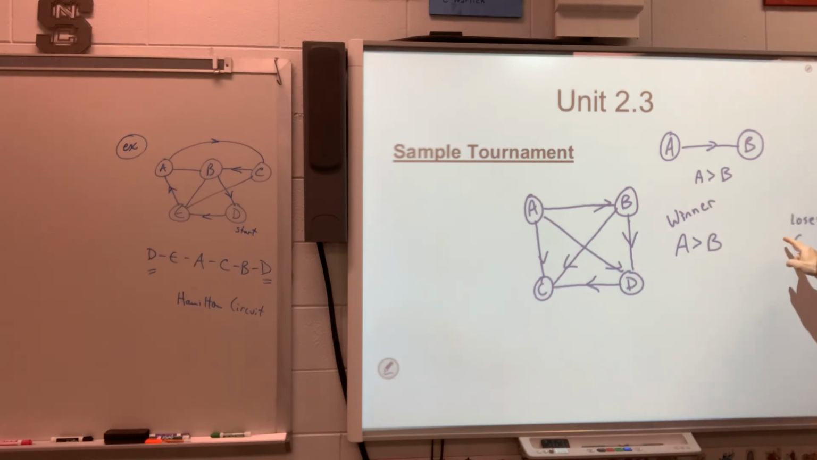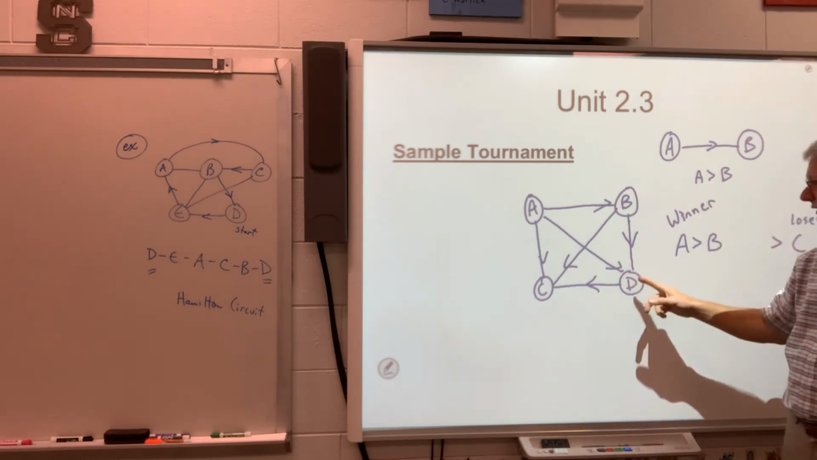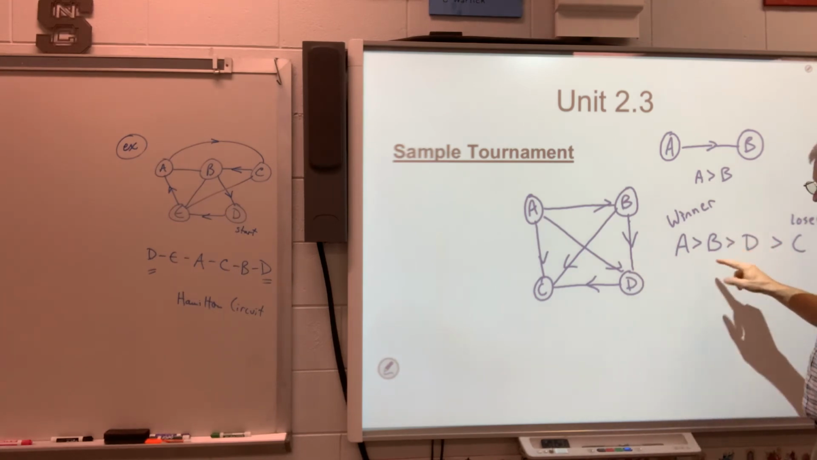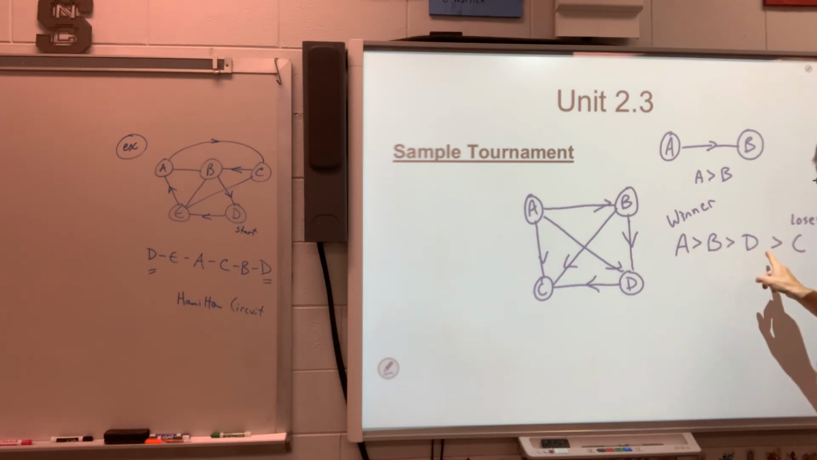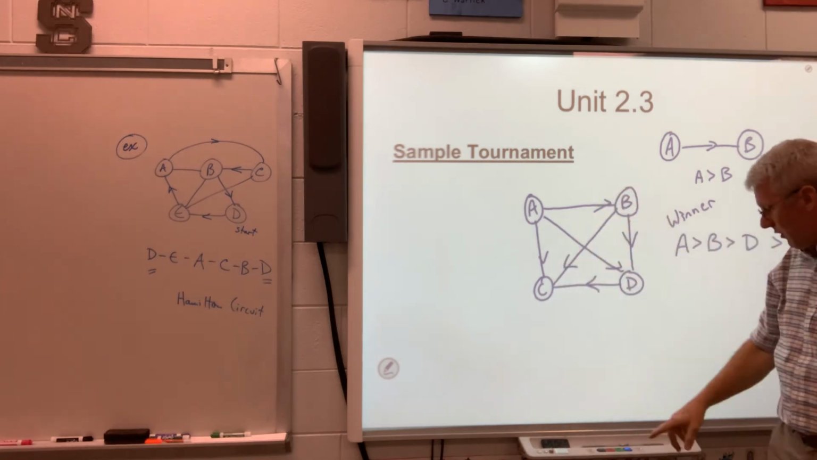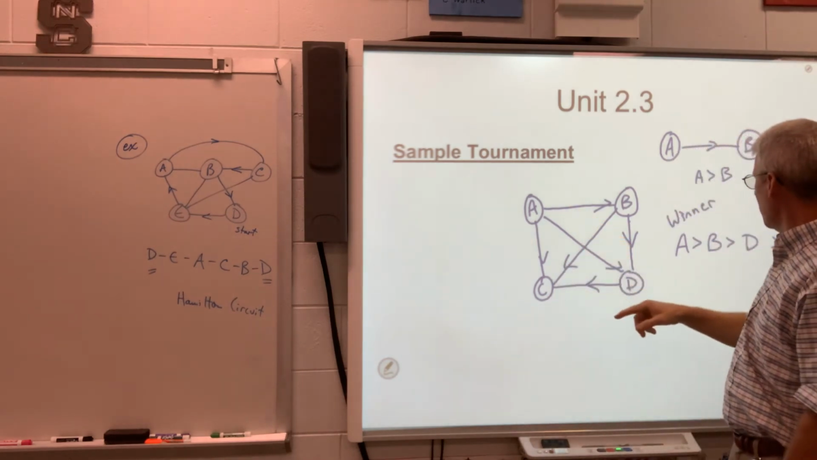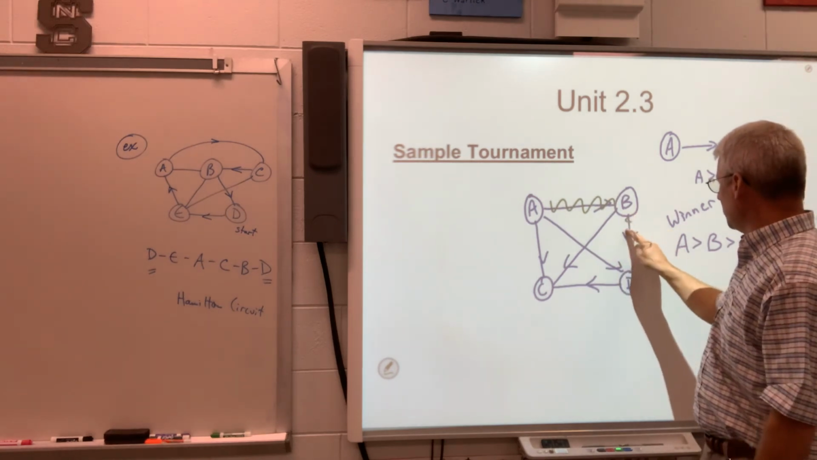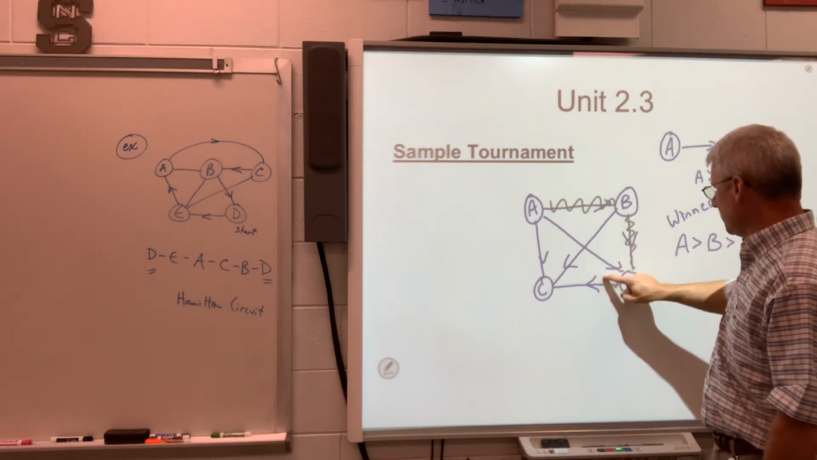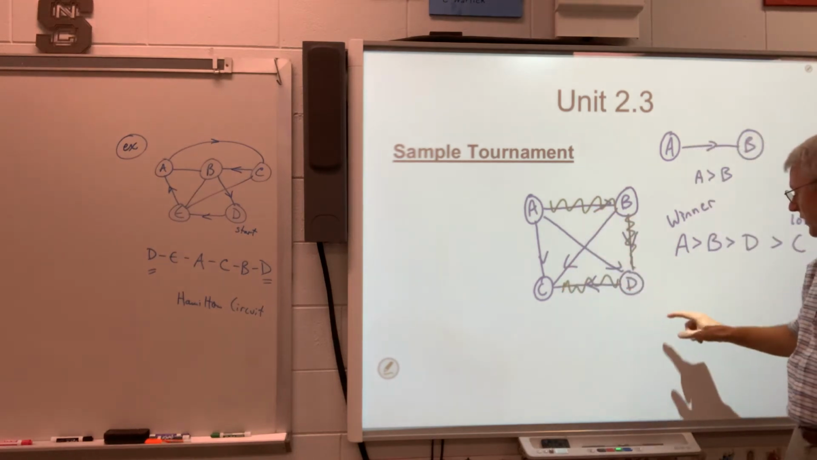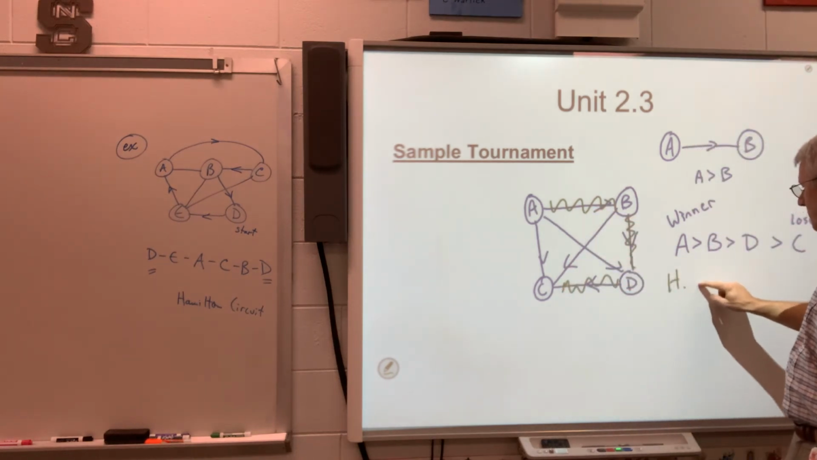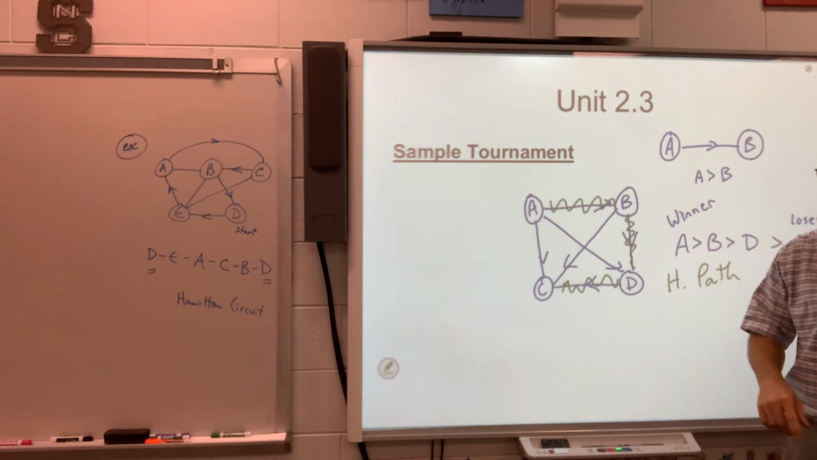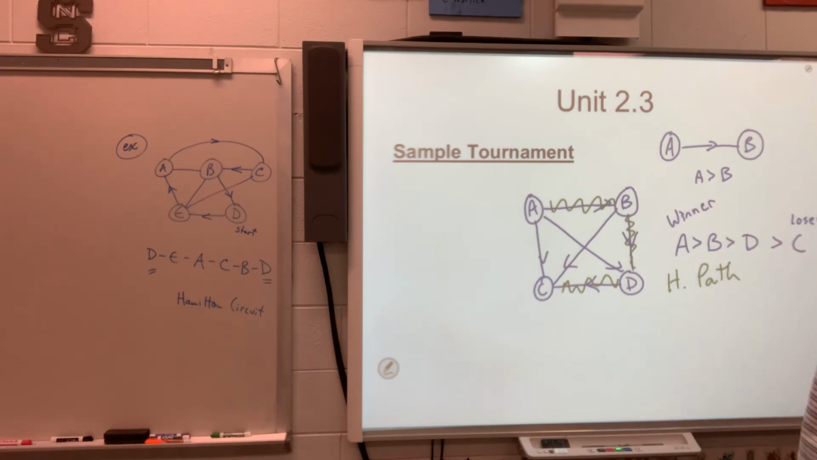And C, who's the only person that beat C? Well, D beat C. So this is actually your pathway for this tournament. Let me highlight in green. A goes to B, it goes to D, and D beat C. So what's in green is the Hamiltonian path, and this would be the path for this scenario.